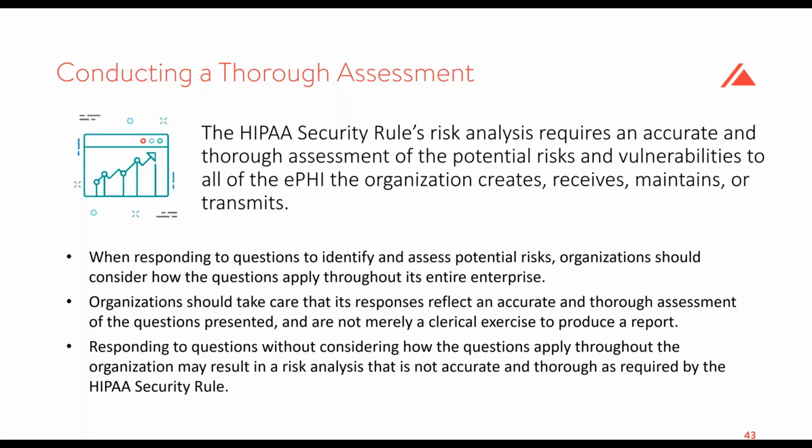The HIPAA security rule's risk analysis requirement specifies that organizations perform an accurate and thorough risk assessment of potential risks and vulnerabilities to all of the ePHI the organization creates, receives, maintains, or transmits. For example, if you're responding to questions regarding passwords and authentication, you need to consider authentication through all parts of the organization. It's not enough if you're talking about authentication to Windows or your Windows login.